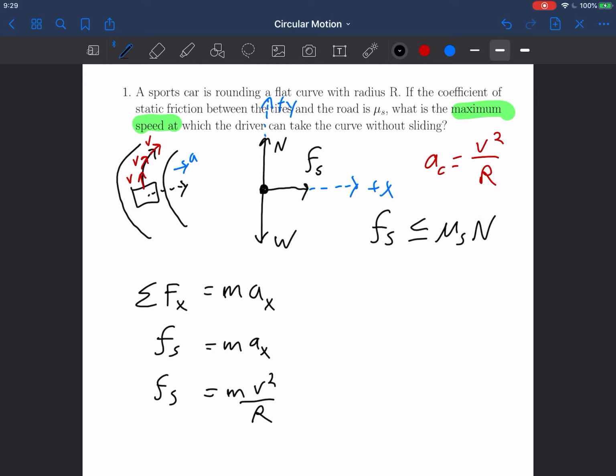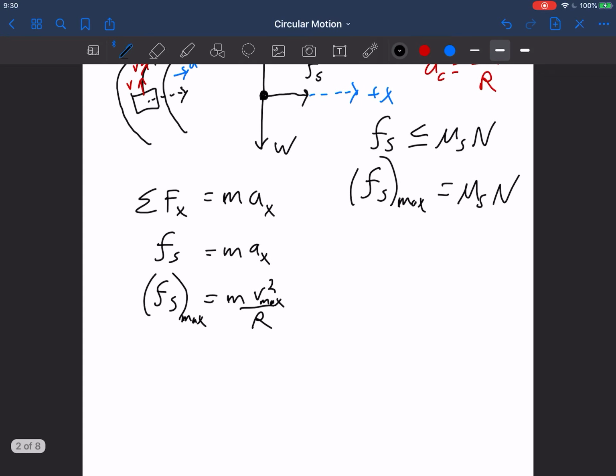What we want to know is the maximum speed at which we can go around the corner. We want to know V max, and so to find that, we need to find the maximum static friction. It turns out the equation for the maximum static friction is when this becomes an equal sign. That's the maximum that the force of static friction can be before something starts sliding.